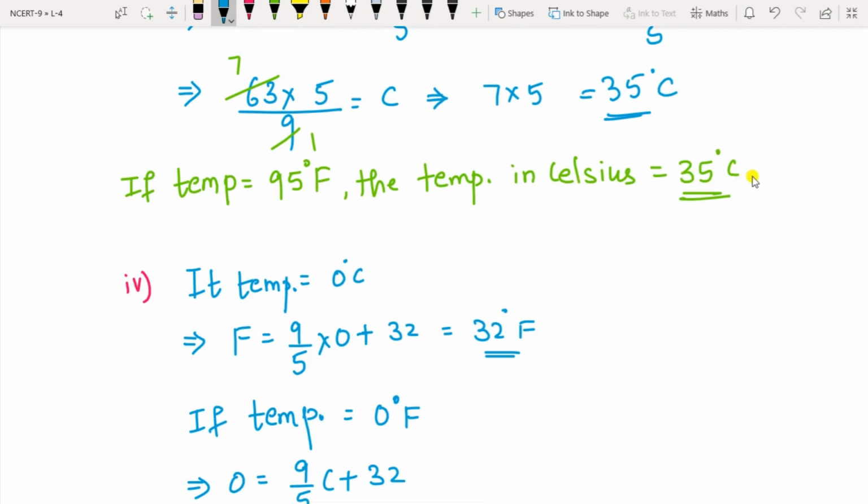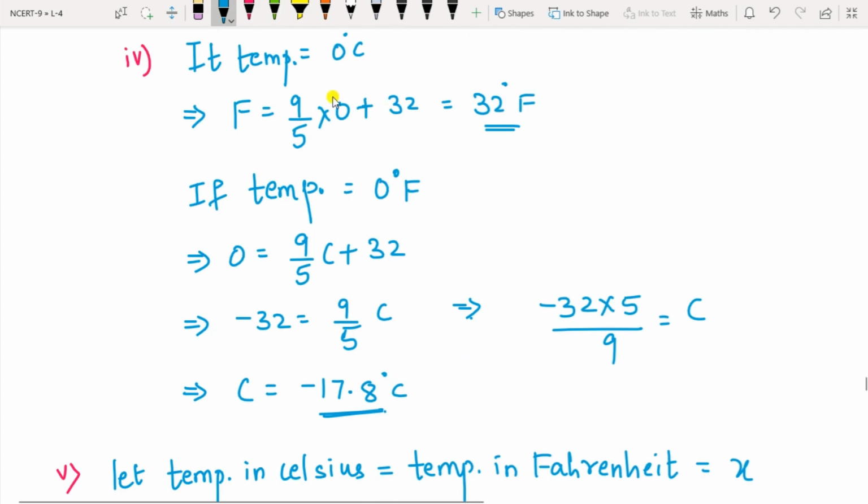Fourth sub question is, if temperature is 0 degree centigrade, you have to find F, that will come 32 degree Fahrenheit. And if temperature is 0 degree Fahrenheit, you have to find C here. You have to solve like this and you will get C as minus 17.8 degree centigrade.